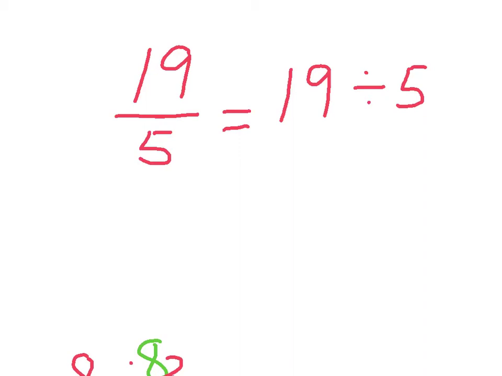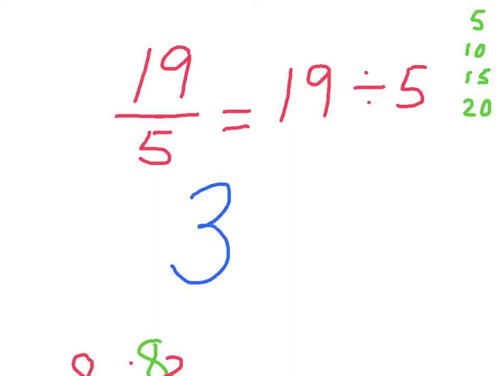Now, how many lots of 5 will go into 19? Again, we can use our tables if we need. One lot of 5 would be 5. 2 lots of 5 would be 10. 3 lots of 5 would be 15. And 4 lots of 5 would be 20. Because we're only trying to get to 19, it can't be 20, can it? So we have to look at the 15. 3 lots of 5 will go into 19.